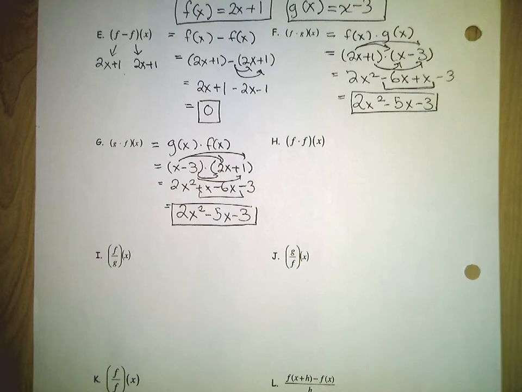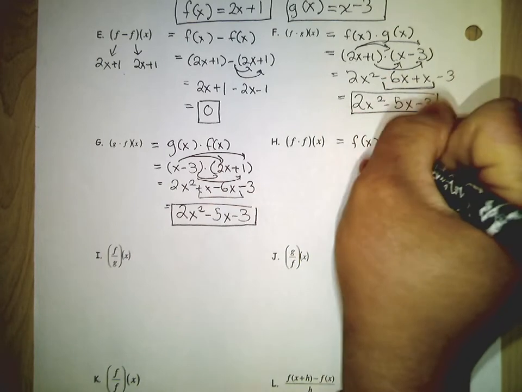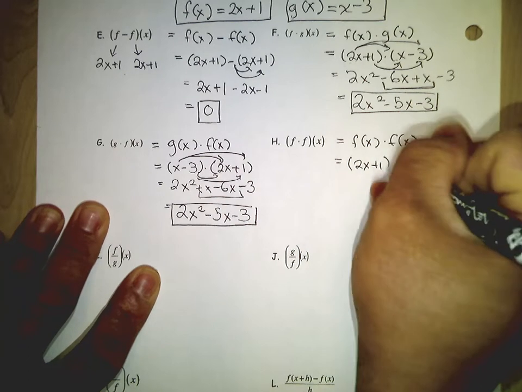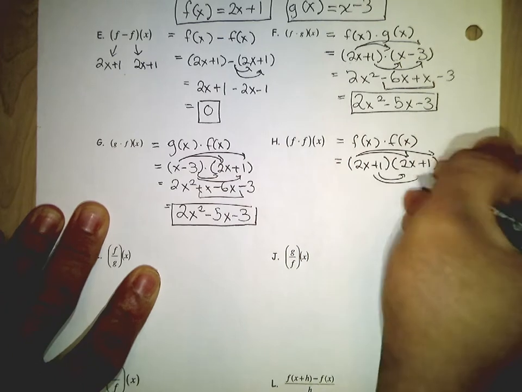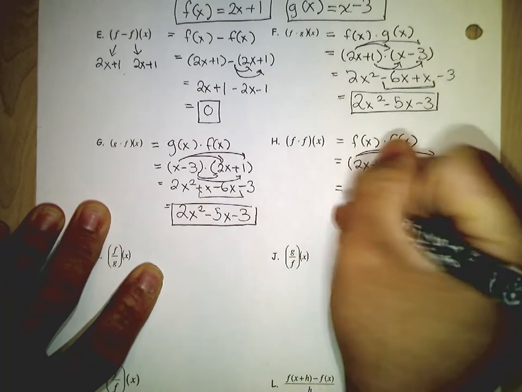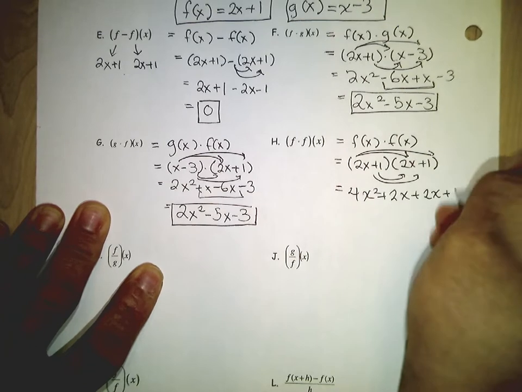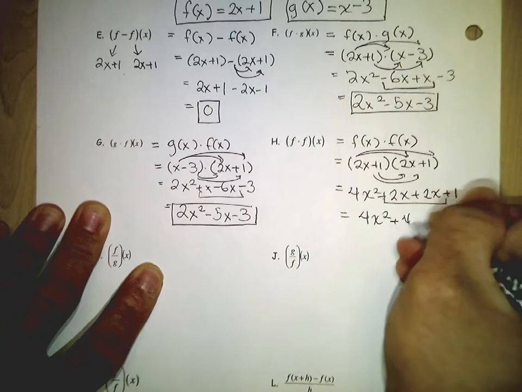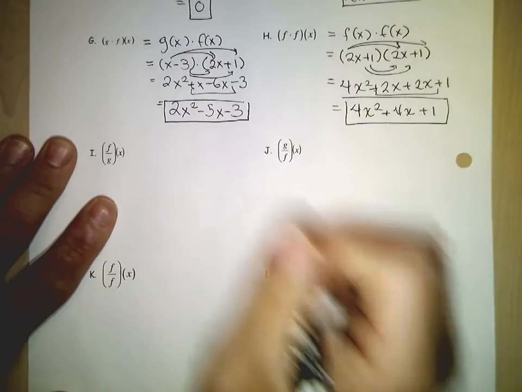All right, how about the next one here, f times f of x. That's f of x times f of x. So f of x was 2x plus 1, so we have 2x plus 1 times 2x plus 1. We'll distribute just like in problems G and F. So we're left with 4x squared plus 2x plus 2x plus 1. Combine like terms to get 4x squared plus 4x plus 1. There we go. All right, let's continue on here.